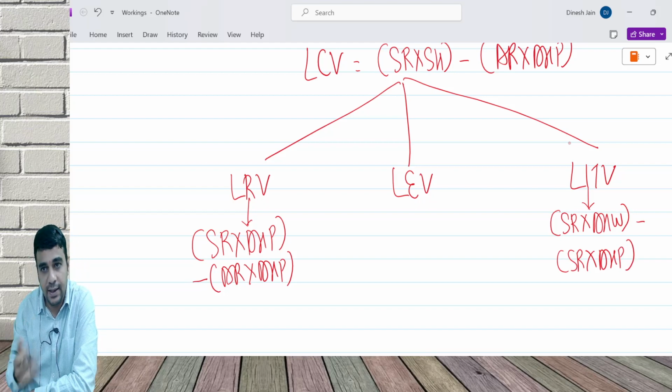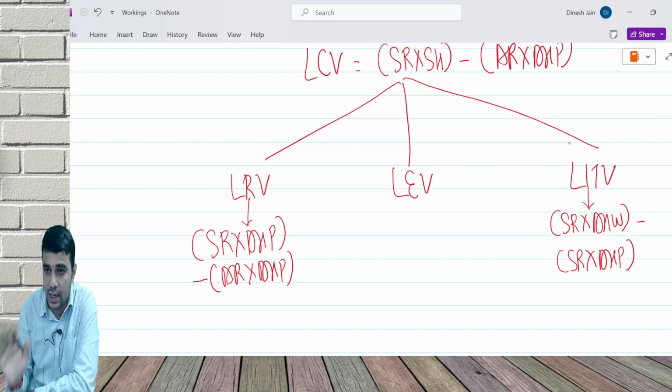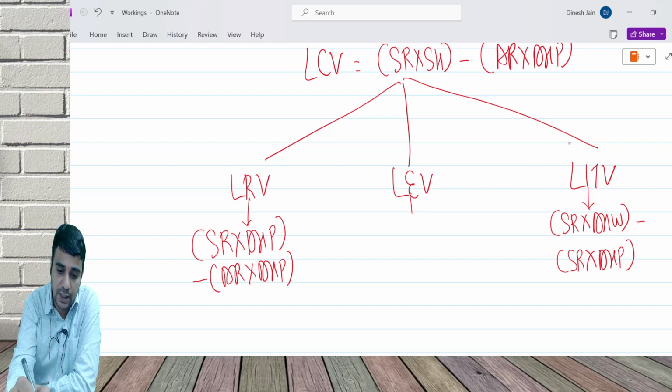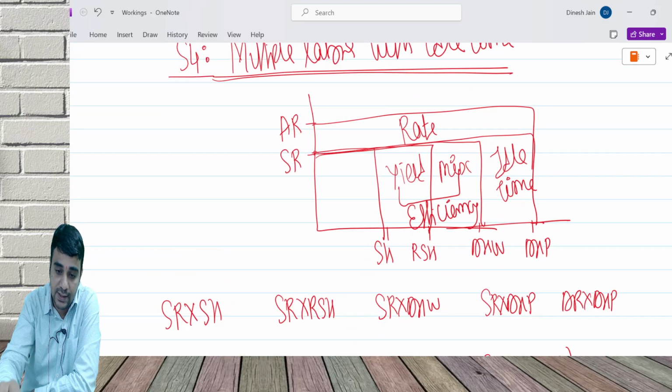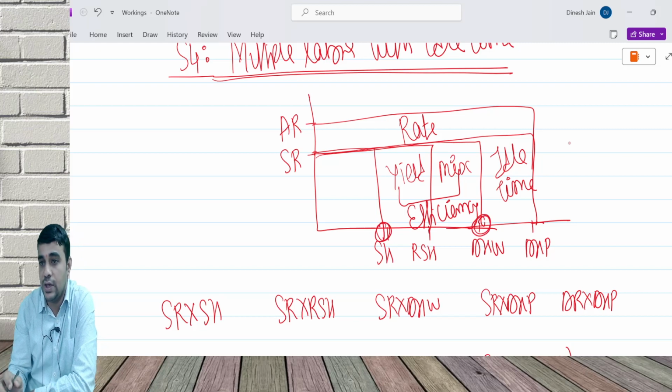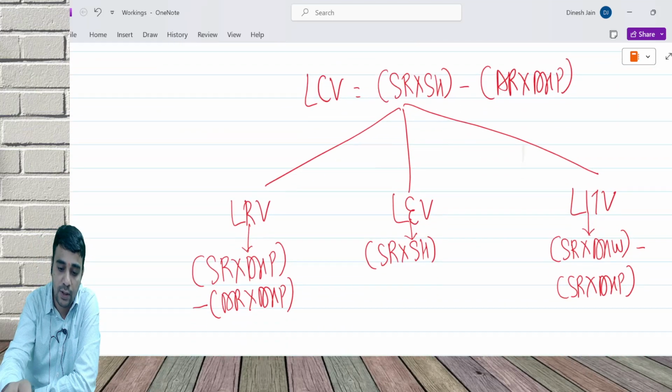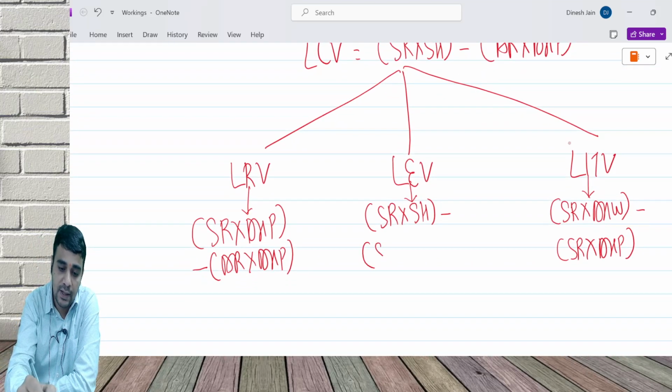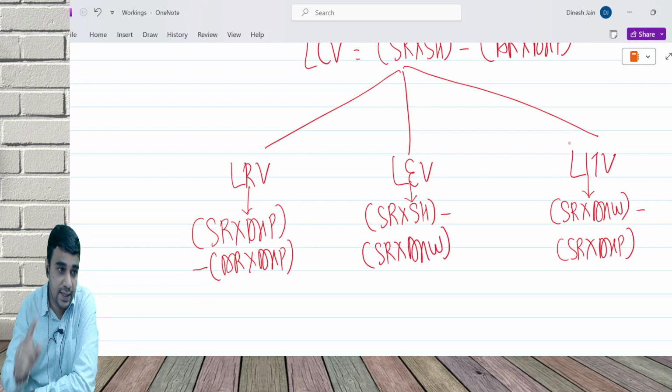I am not explaining any formula. You guys are only telling me the formula. If you understand the chart properly, you have a doubt in the chart, I'll clarify. Efficiency, look at the chart and tell me the formula. SR into SH, two things put together. I said efficiency is this and this. Two things put together is the efficiency. So SR into SH minus SR into AHW, not RSH. RSH is your yield variance. RSH is yield. Yield and mix put together.